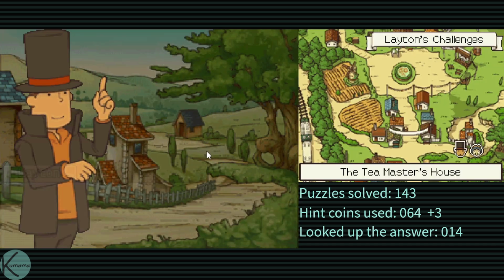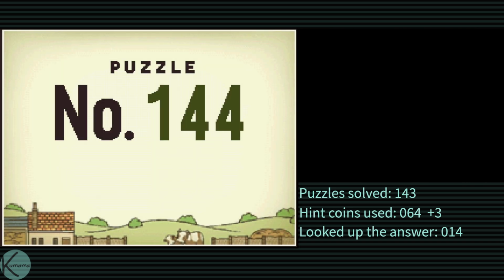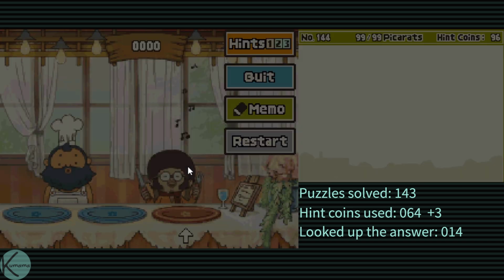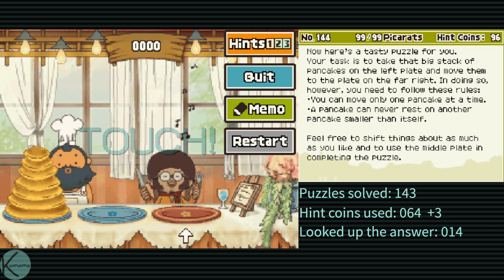Super pancakes. Yeah, have a look at this puzzle. 99. Now here's a tasty puzzle for you. The goal is to take that big stack of pancakes on the left plate and move them to the plate on the far right.